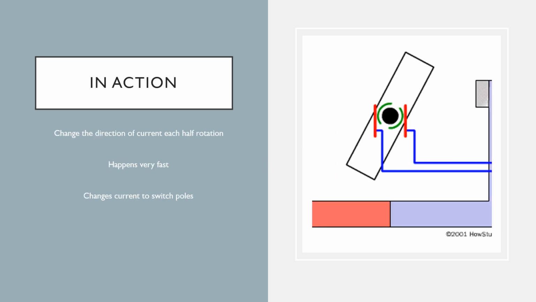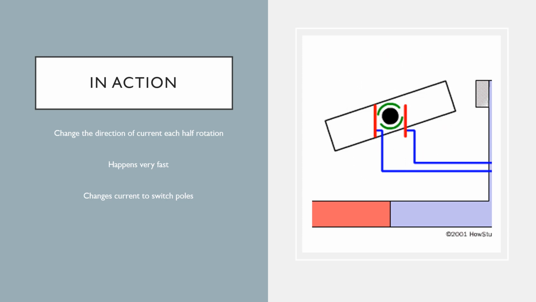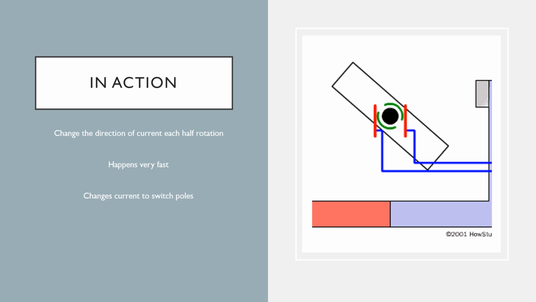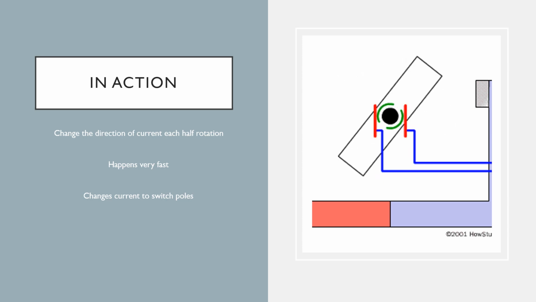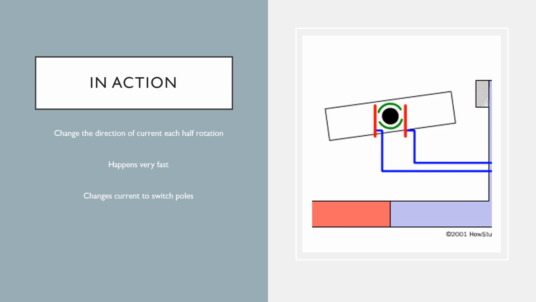So here's a little pictorial representation of it in action. Basically, every half turn, the current is switching to the electromagnet, which swaps the poles and makes whatever piece is turning be attracted to the other direction. And so that happens every half turn, and it can be really efficient and spin at really high speeds.